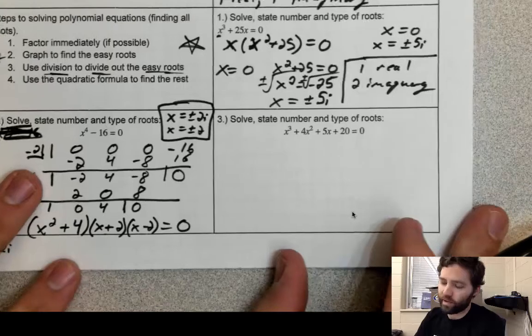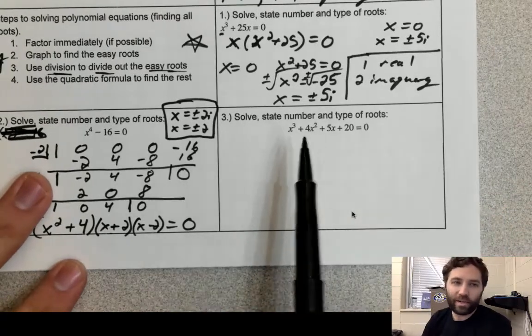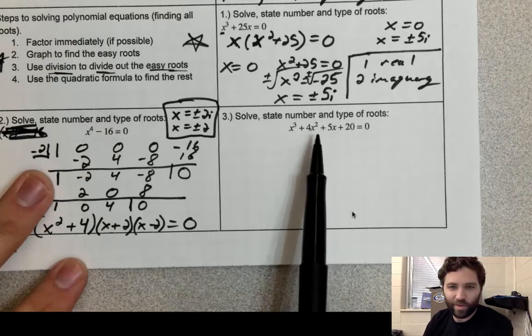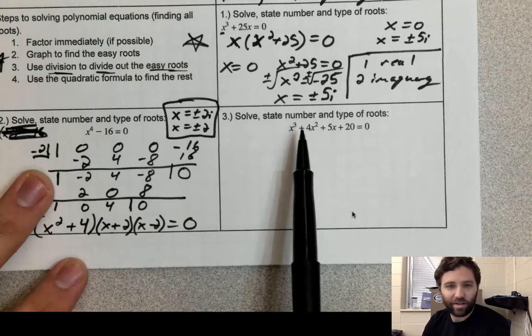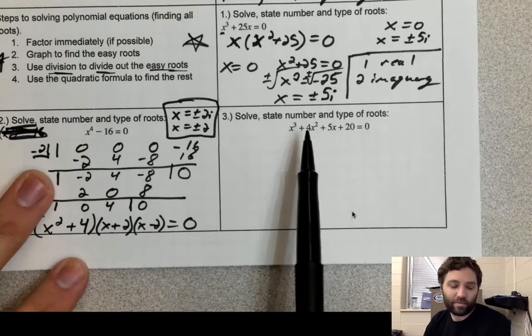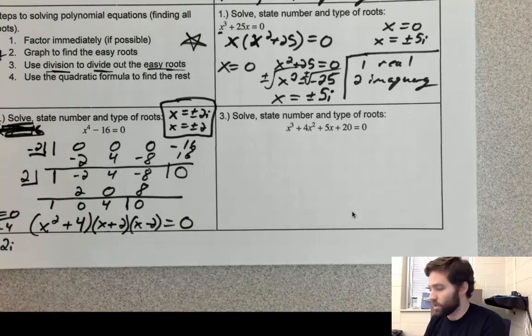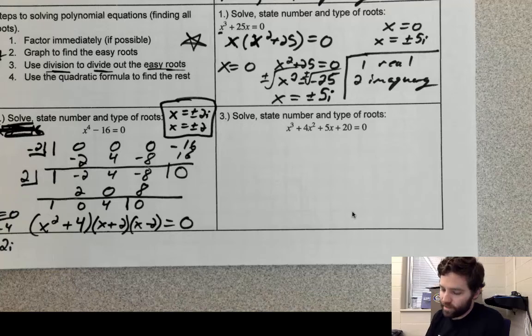Okay, let's go on to this one, number 3. Now, number 3, factor immediately if possible. I don't think so. Maybe factor by grouping, but we didn't really talk about that. I think that might even work, but we didn't talk about it that much. So let's go to the graph and see how it goes.